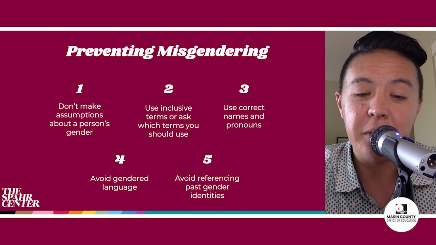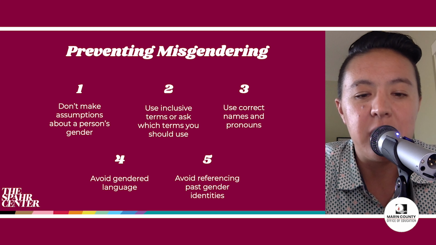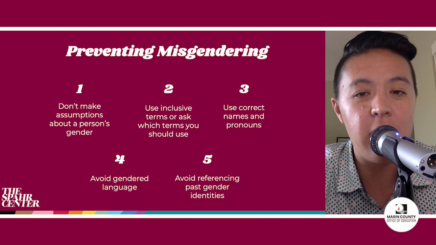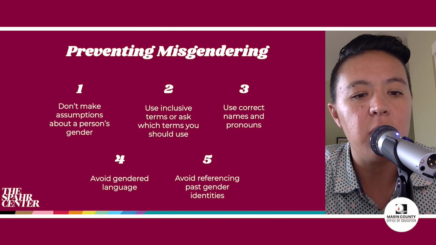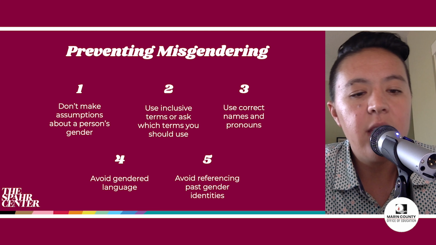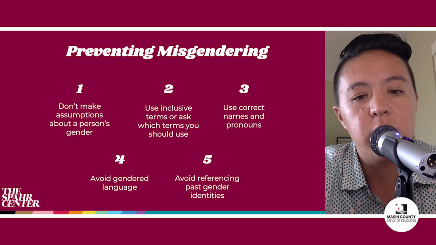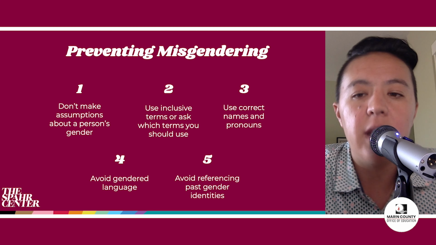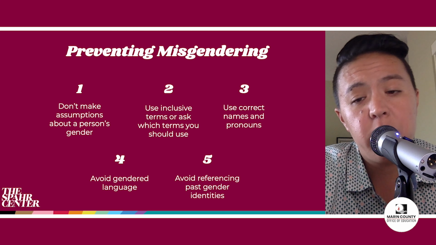And then once you know the correct terms, use them. That's pretty simple. And if you make a mistake, we talked about earlier some things you could say instead of, oh my gosh, I'm so sorry, and making it a big deal. But pretty simple. Practice using those terms. And then avoid gendered language. So this challenges those norms also, and it normalizes using gender-neutral language in everyday conversation, and that'll help prevent misgendering too.